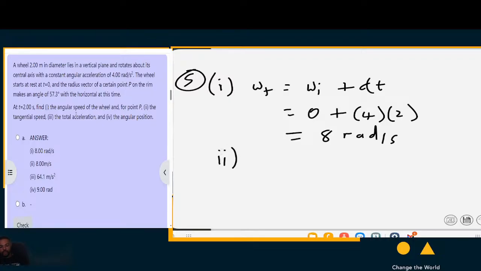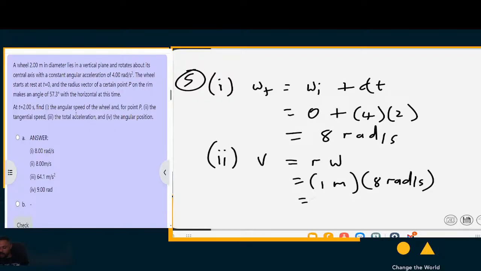Question 2. For point P, find the tangential speed. Tangential speed means the linear speed at point P. So v is just r times the angular speed. The radius, 1 meter, times angular speed, 8 radians per second, gives you a linear speed of 8 meters per second. That's all they mean by tangential speed. It's just the linear speed.